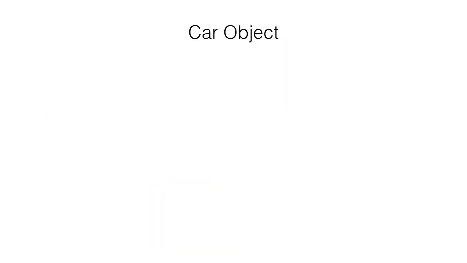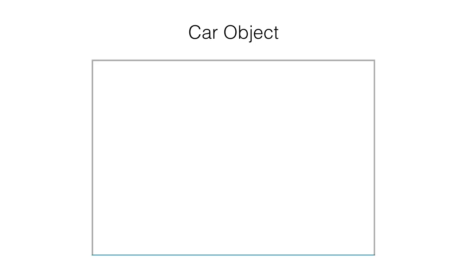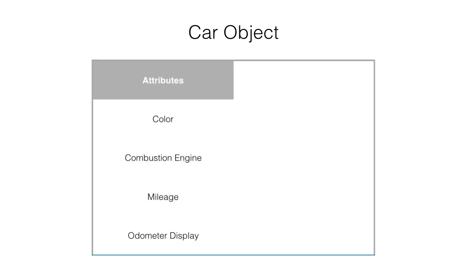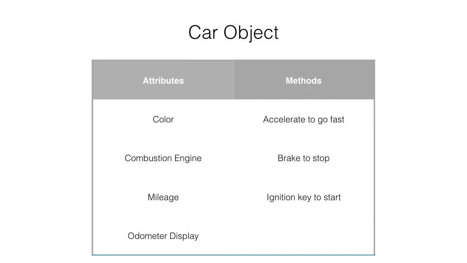Any object is comprised of attributes and behaviors. For example, the car object has attributes like color, combustion engine, mileage, odometer display, etc. Then the car also has behavior or methods. So, press the accelerator to go faster, press the brakes to stop, turn the ignition key to start, etc. So each object is comprised of attributes and methods. You interact with the object using the behavior or methods.